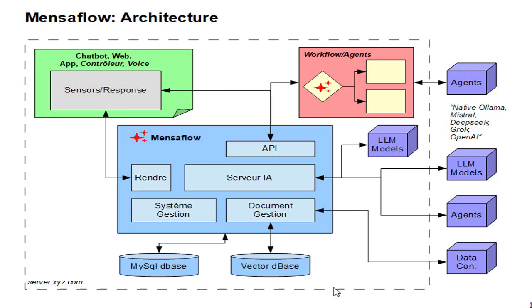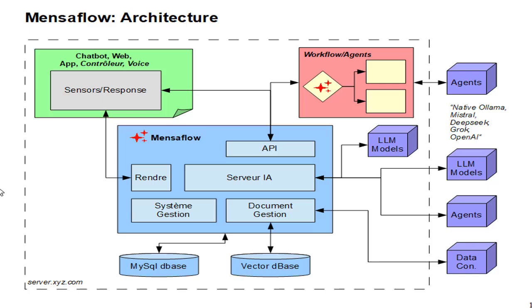Agents and data connectors. And, of course, we have a MySQL database and a vector database to manage all the data behind the scenes. Inside the server itself, we have rendering engines, a system management system, a document management system, the server itself, and the APIs that communicate with the outside world. And of course, servers can be on the cloud. It can be a physical server that you have. So there are lots of configurations in terms of the actual hardware.